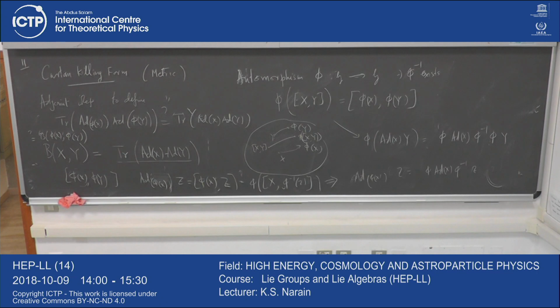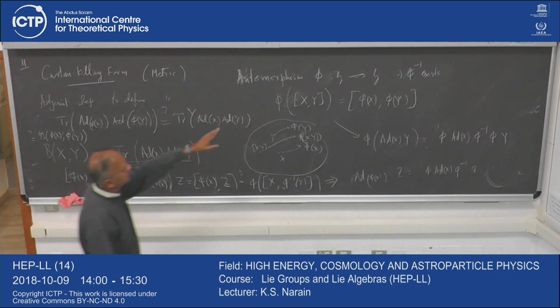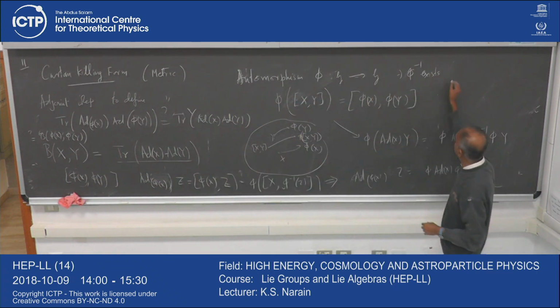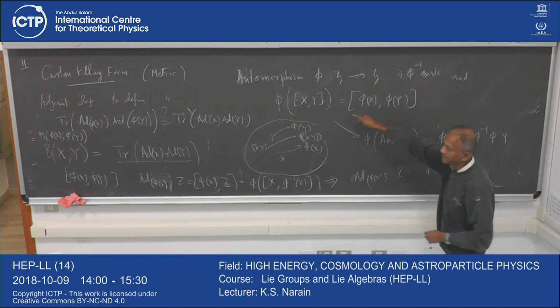Dimension of the representation, because the adjoint is the same as the dimension of the Lie algebra, right? D by D. But by phi, we are always meaning an automorphism of the algebra. Phi is a definition: phi is an automorphism from G to G, right? Such that phi inverse exists and it preserves the algebra.